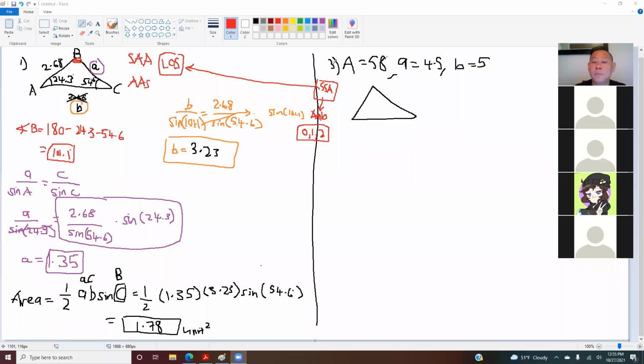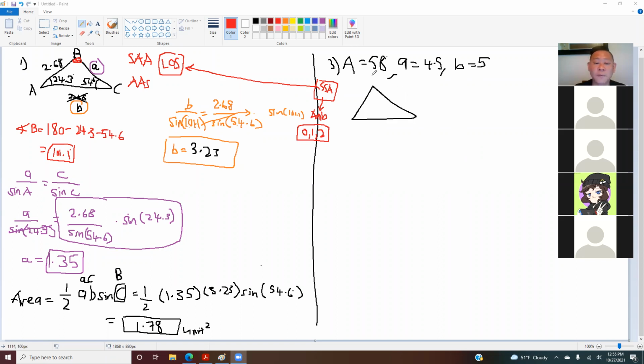Questions, anyone? You guys got the numbers? I got some of them. Which one is it? So the numbers are: A is 58, little a is 4.5, and the lowercase b is 5. You got these numbers?